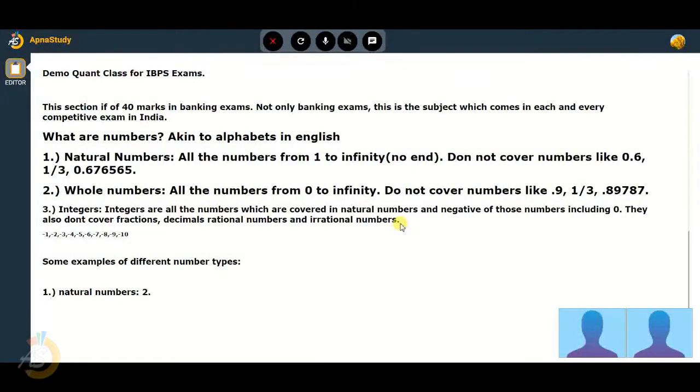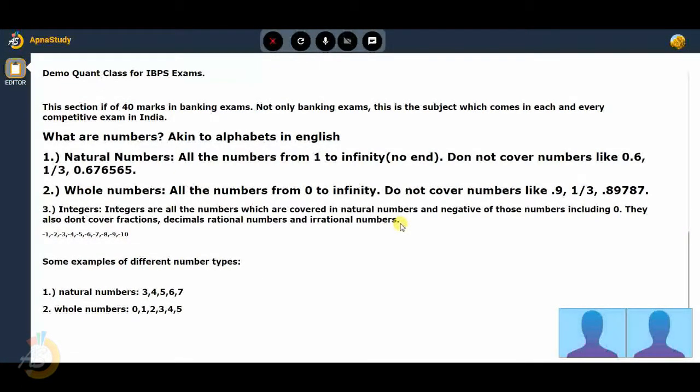So let's go to the whole numbers. So whole numbers, as we know, are same as natural numbers, but they include 0. So if we have first 6 whole numbers, we will write 0, 1, 2, 3, 4, 5. So these are our first 6 whole numbers.